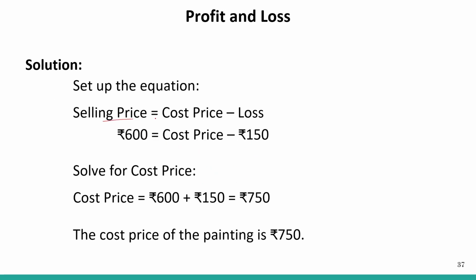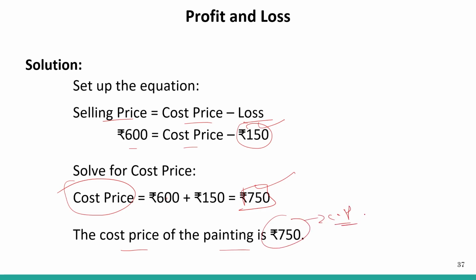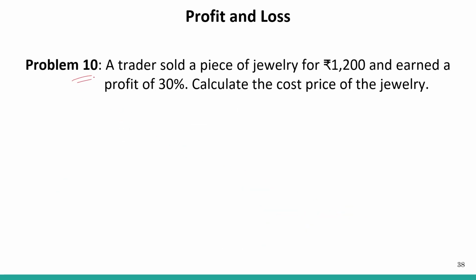Okay. So selling price is equal to cost price minus loss. So 600 is equal to cost price minus 150, right? So 600 plus 150 will be what? Cost price. So it will be 750 rupees. Okay. So the cost price of the painting is 750 rupees. Okay. This is the CP, cost price. So let's see problem number 10.